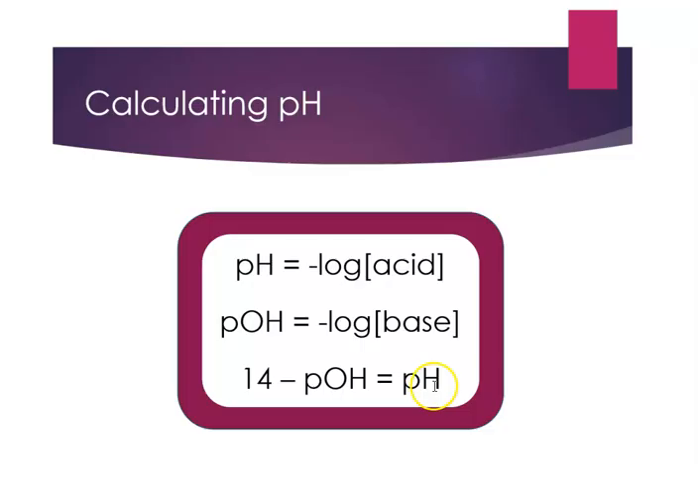All right. So you identify whether you have an acid or a base. If you have an acid, you do the negative log of the acid to get the pH. If you have a base, you do the negative log of the base to get pOH, and then you subtract that value from 14 to get pH. Okay, so let's look at some examples.